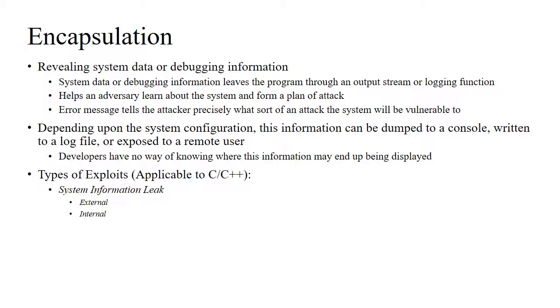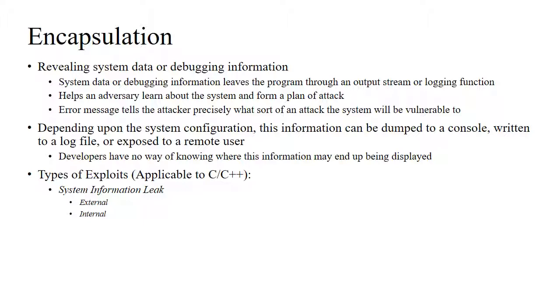Lastly is encapsulation. Now, encapsulation is revealing data or debugging information to unwanted eyes. So if this information leads through an output stream or a logging function to a console or a log file, and an attacker is able to gain access to this, they can learn about the system and formulate a better plan of attack. Now, the error messages precisely tell attackers what sort of attack the system will be vulnerable to. And the problem is that developers have no way of knowing where this information may end up being displayed.